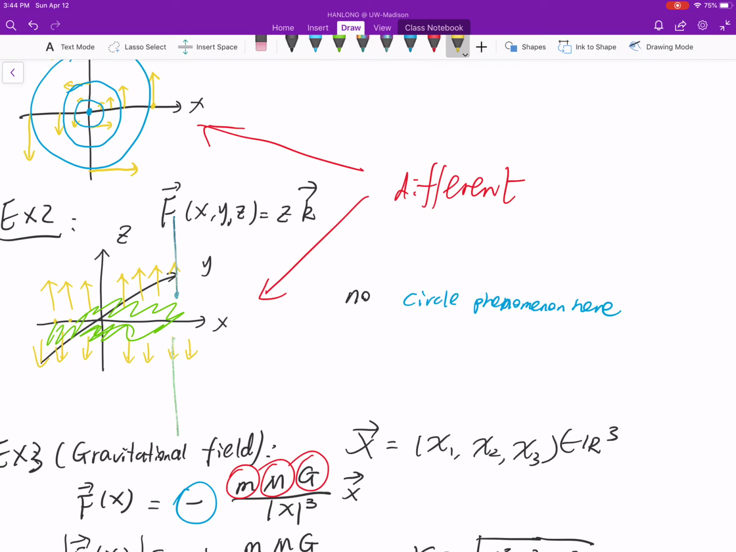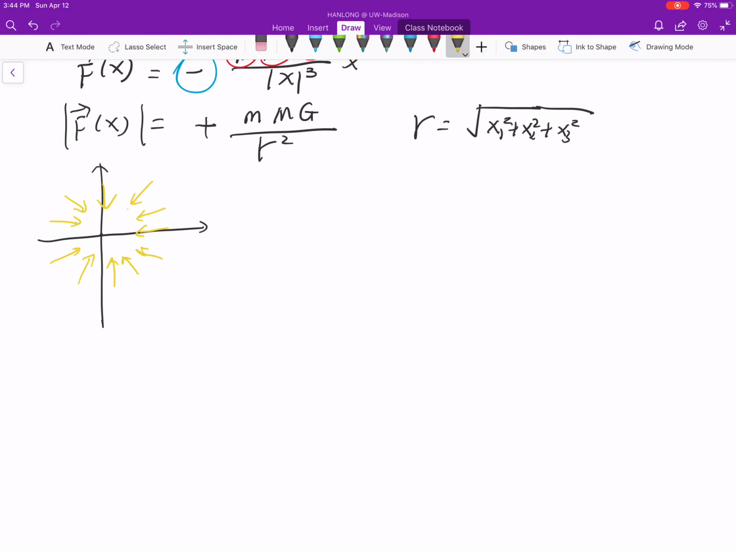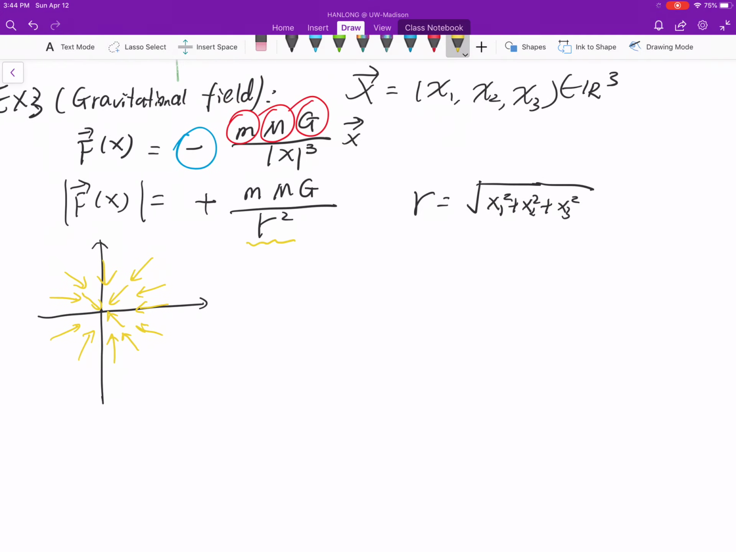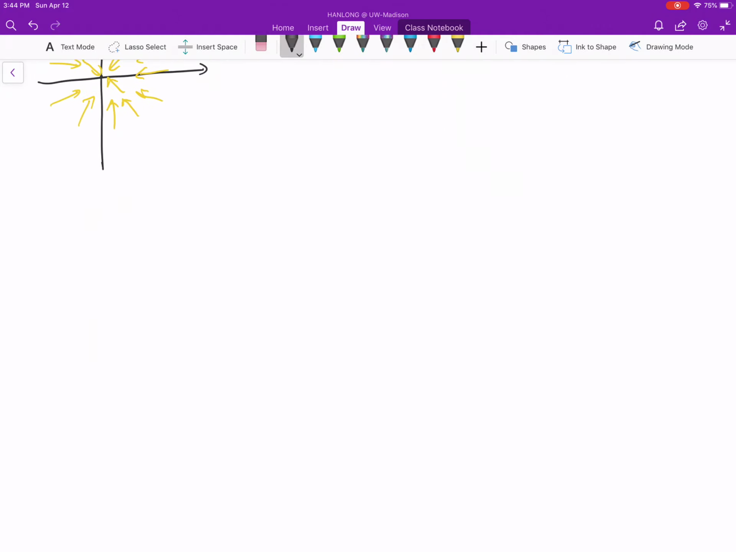And this contradicts the first one or second one, the magnitude is increasing, because you have a singularity here when r goes to 0. Okay, and this is not the only example in nature that has this kind of mathematical formula.